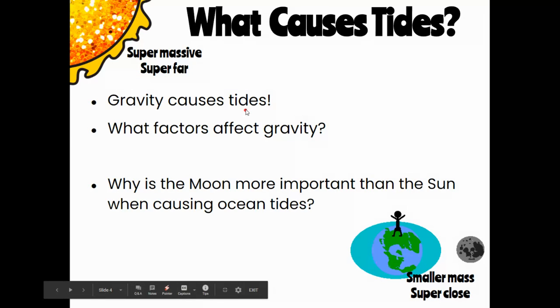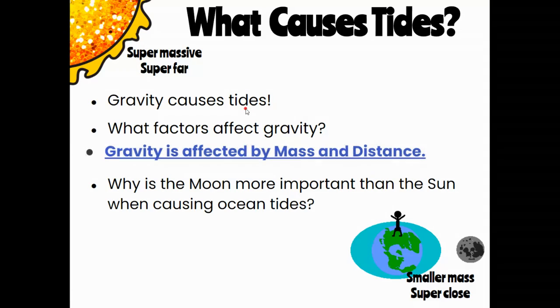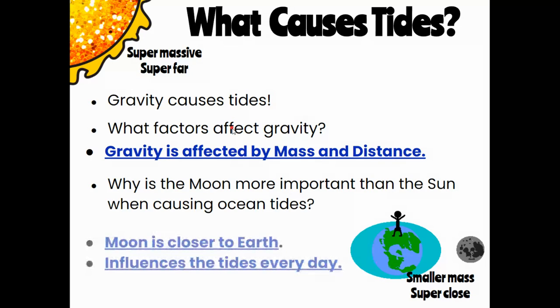So what factors affect gravity? Well, gravity is affected by mass and distance. So again, huge sun, super far, little moon, super close. It's the distance in this case that's actually more important to the gravitational pull. Why is the moon more important? Because it's closer, right? It influences the tides every single day. The sun comes in and starts to influence twice a month where it super matters. But on a day-by-day basis, it's the moon that makes the difference.